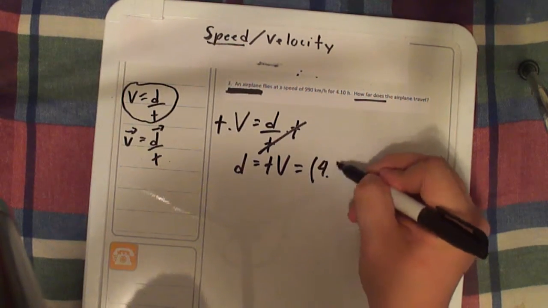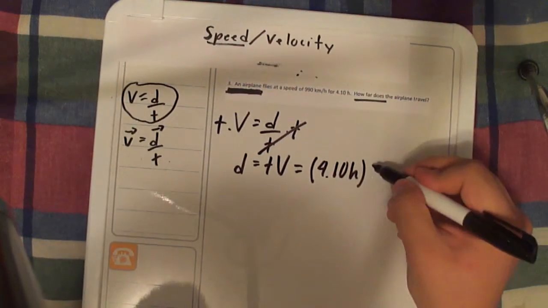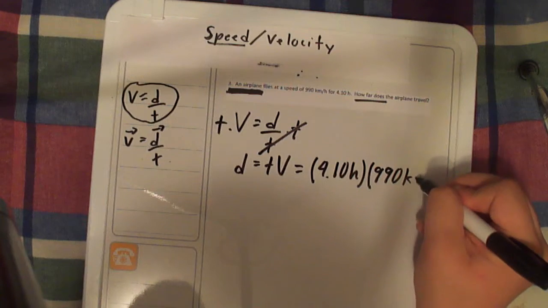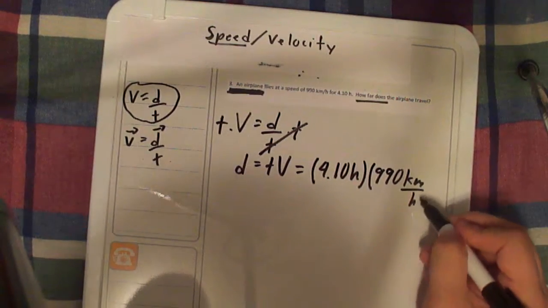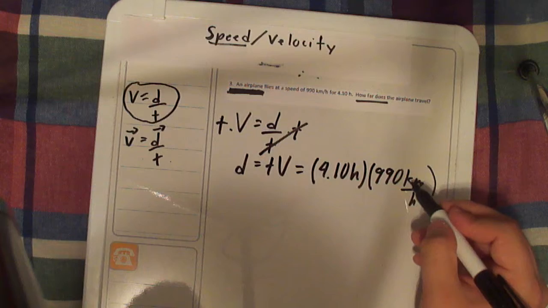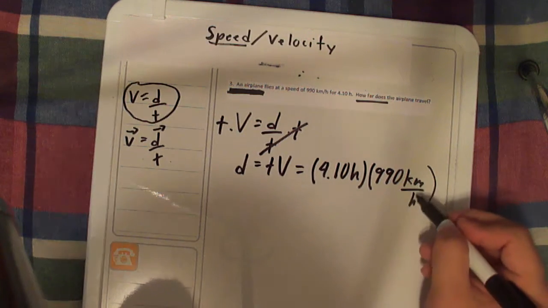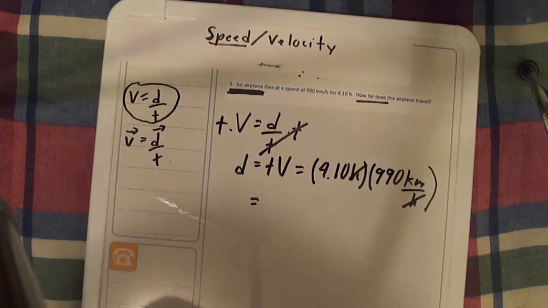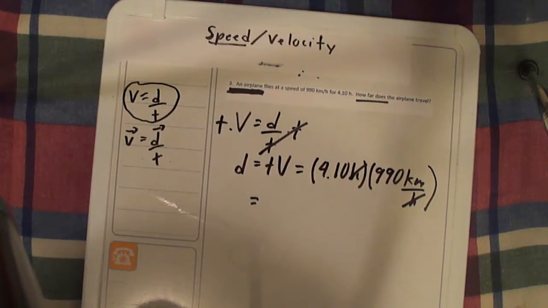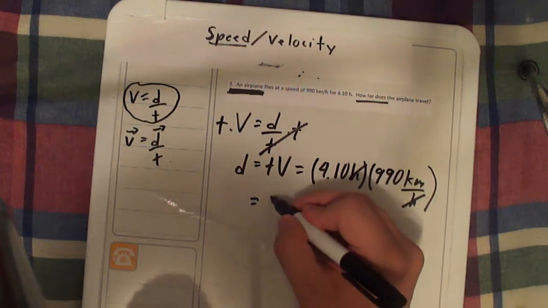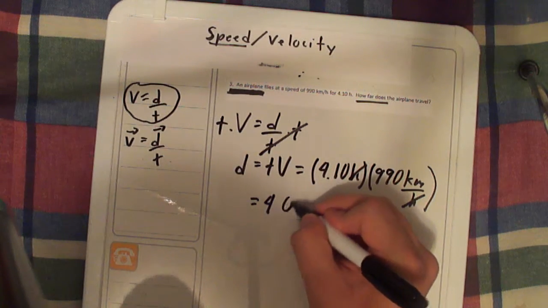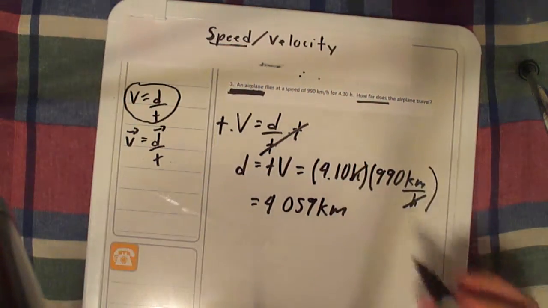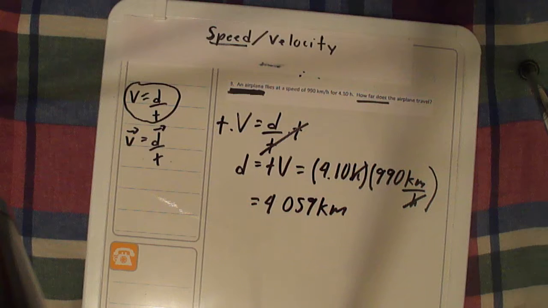So which means I can then plug in my numbers. I can go 4.10 hours multiplied by 990 kilometers per hour, because remember that's a fraction. Kilometers per hour is kilometers over hours. Since I'm dividing by hours here, hours cancel, and you then get 4.1 times 990 equals 4,059 kilometers. There you go. Not that hard.